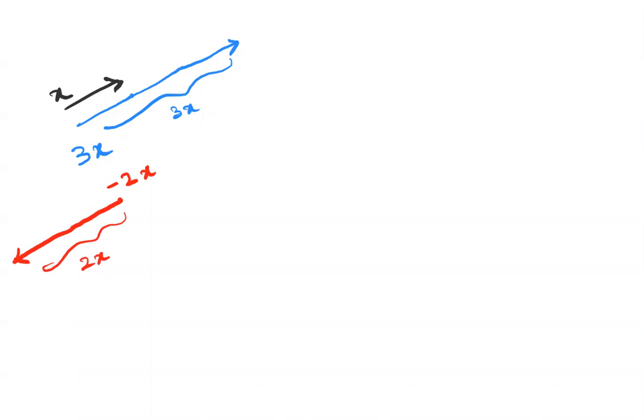Another example could be 1/2 multiplied by x. So this is going to be half of the length of vector x in the same direction. And one thing is the zero vector. If you multiply vector x by a scalar 0, then it's going to be the zero vector.